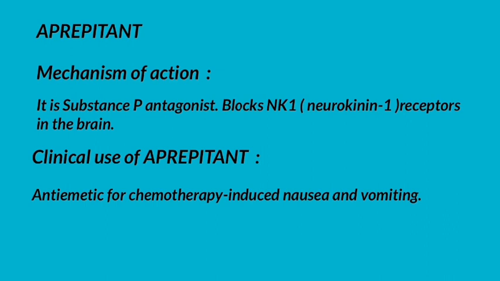Aprepitant. Mechanism of action: it is a substance P antagonist, blocks neurokinin 1 receptors in the brain. Clinical use of aprepitant: antiemetic for chemotherapy-induced nausea and vomiting.